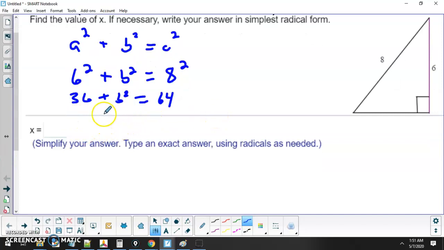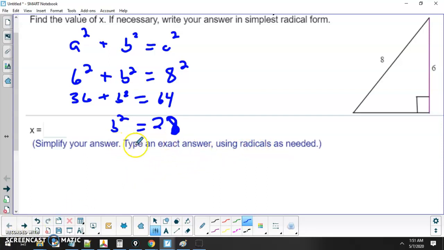All right, so if we take 36 and we subtract 64, or actually we're taking 64 minus 36, we get 27. All right, scratch that. I think that's 28. Whoops, try that again, Mr. Yakko. 28. Okay, now it says simplify your answer, type an answer using radicals as needed.